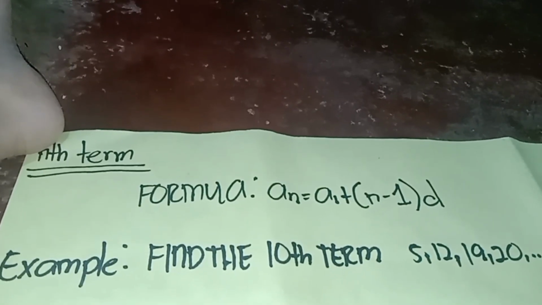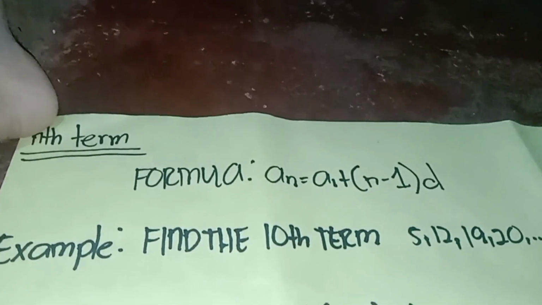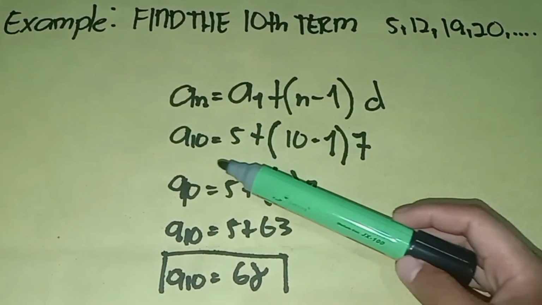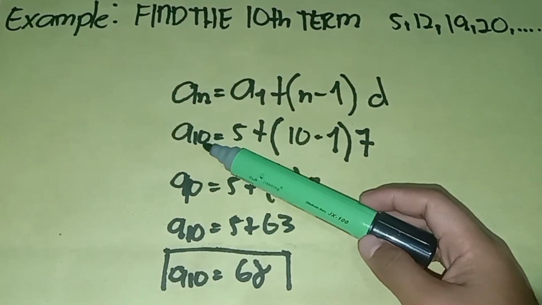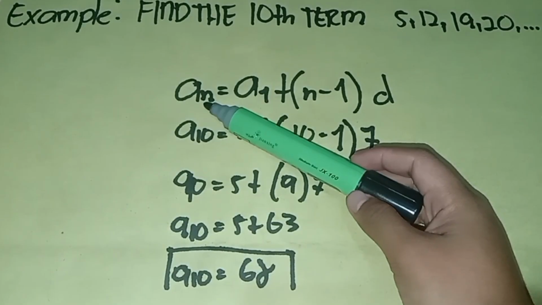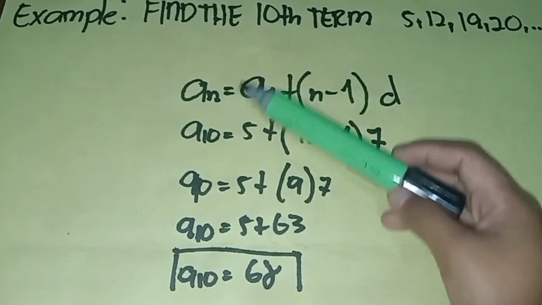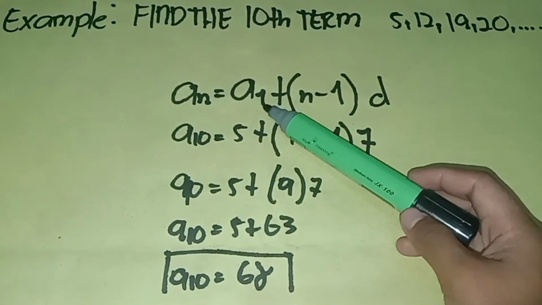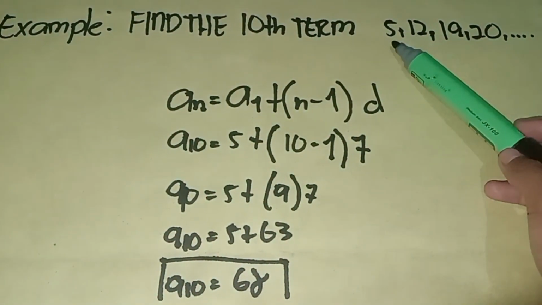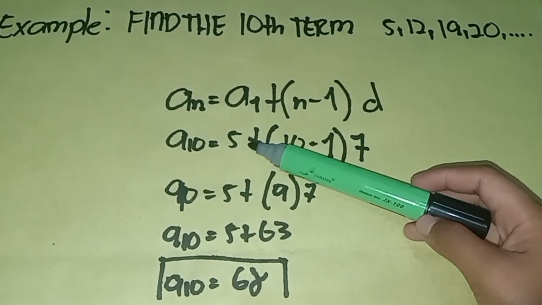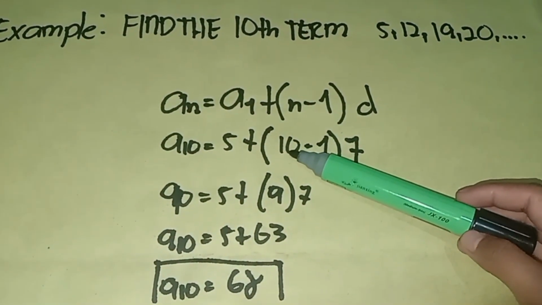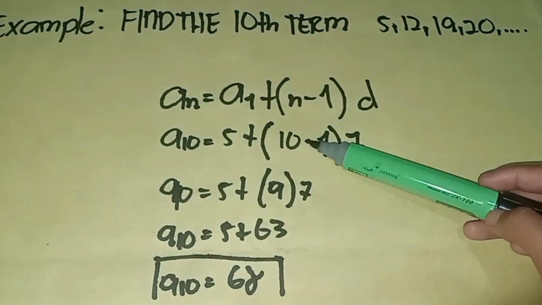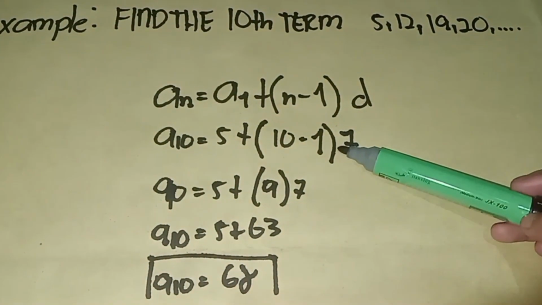Example, find the 10th term of 5, 12, 19, 26. Copy the formula. A sub n, where n is 10 because we are looking for the 10th term. So a sub n equals 5, which is the first term, plus 10, the number of terms, minus 1 times 7.